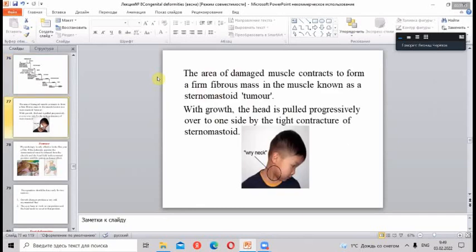The area of damaged muscle contracts to form a firm fibrous mass in the muscle known as a sternomastoid tumor. The head is pulled progressively over to one side by the tight contracture of the sternomastoid.